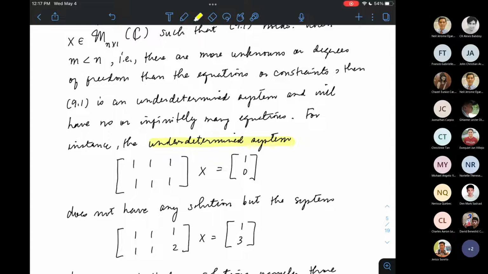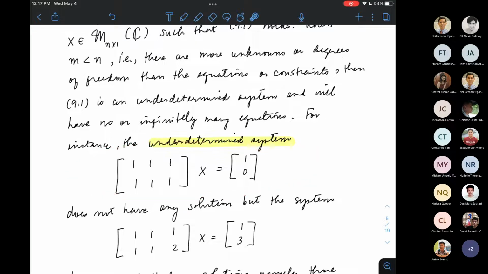All right? So kapag mas kakaunti yung equations, ibig sabihin kokonti yung conditions na kailangang masatisfy ng mga degrees of freedom. So kapag you have less constraints than the number of degrees of freedom, what you get is an underdetermined system. All right? So mas marami yung variables, mas marami kang freedom kaysa dun sa mga constraints na nangyayari. All right? So one example is this.